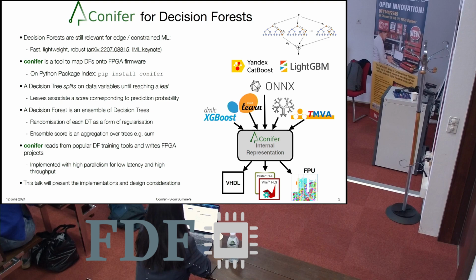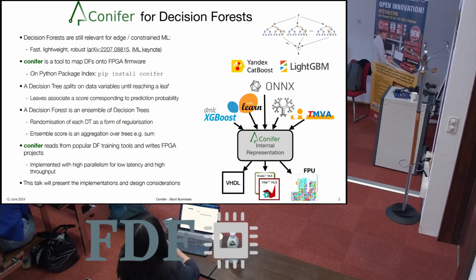BDTs, or decision forests, are ensembles of decision trees, pictured in the top right: a machine learning structure that makes splits on variables to perform different tasks like classification or regression. They were used in high-energy physics from the beginning of using machine learning in high-energy physics, and they're still relevant today. They're still used in analysis, but they're especially relevant for edge or constrained machine learning, where we care about fast, lightweight, and robust methods. I put a few references towards that.